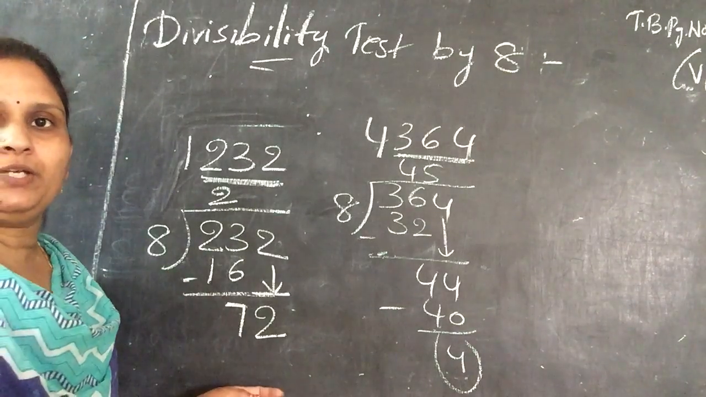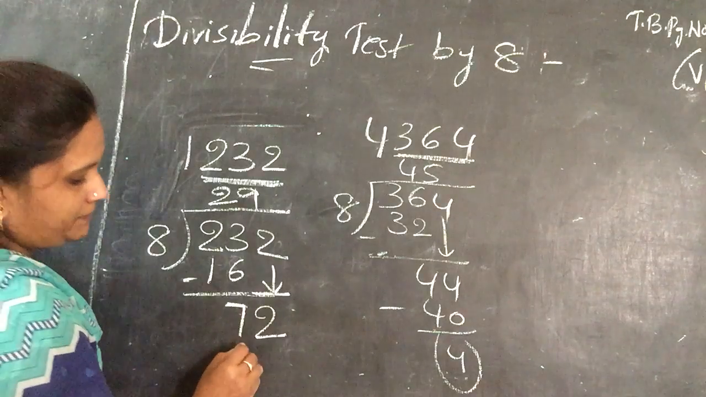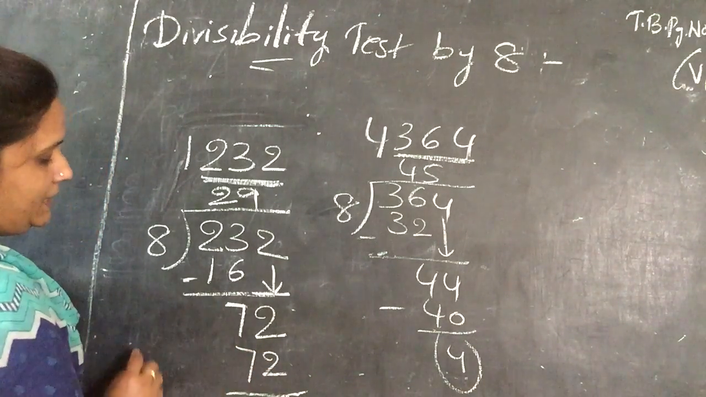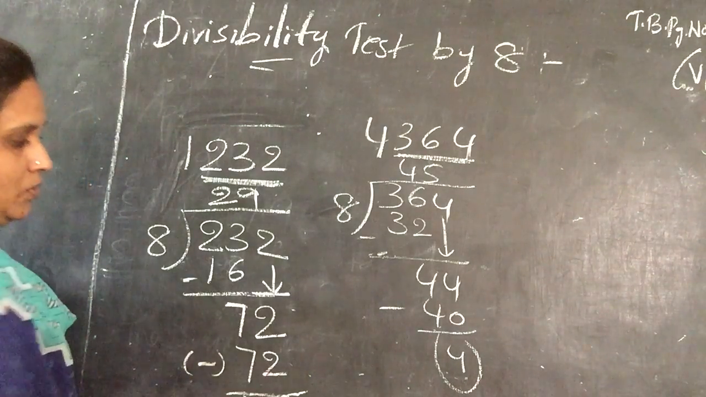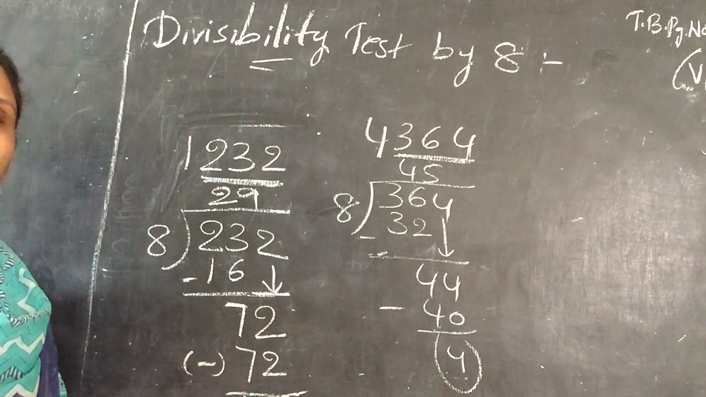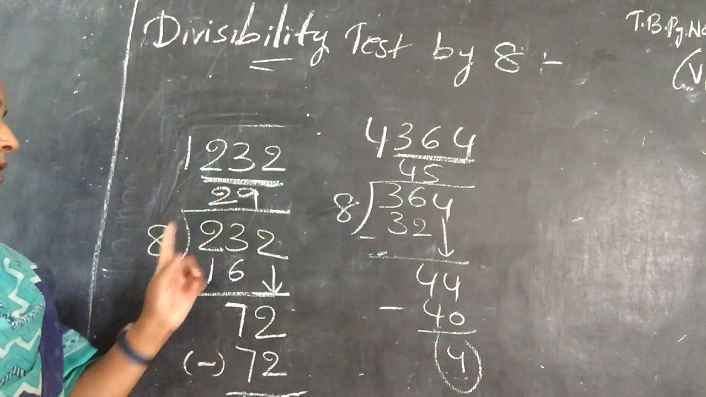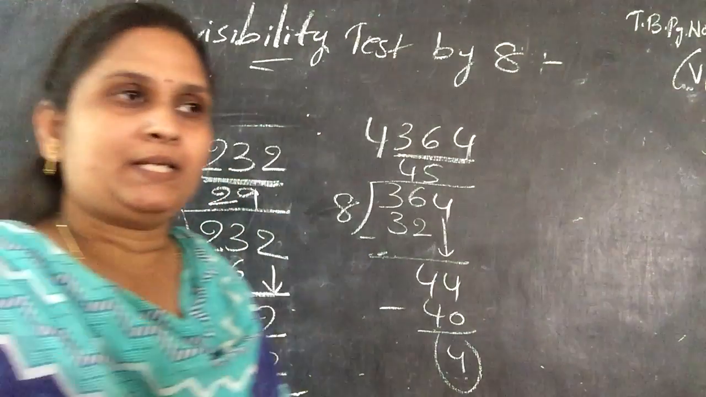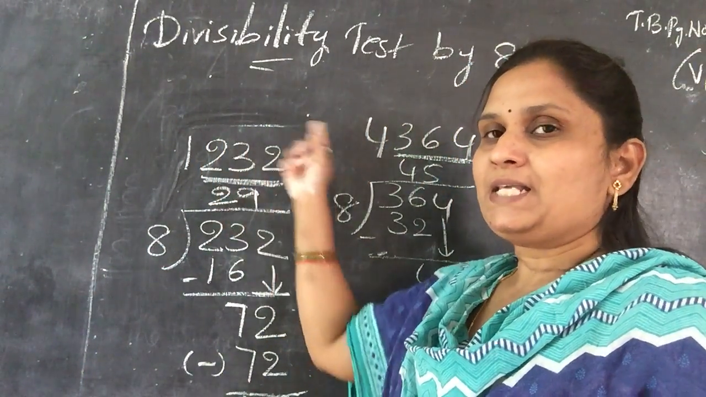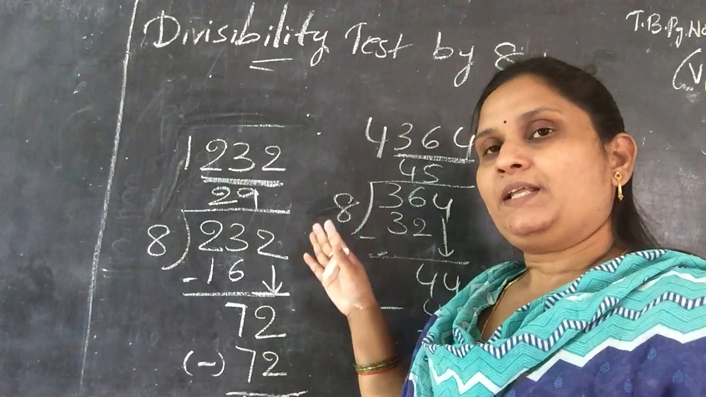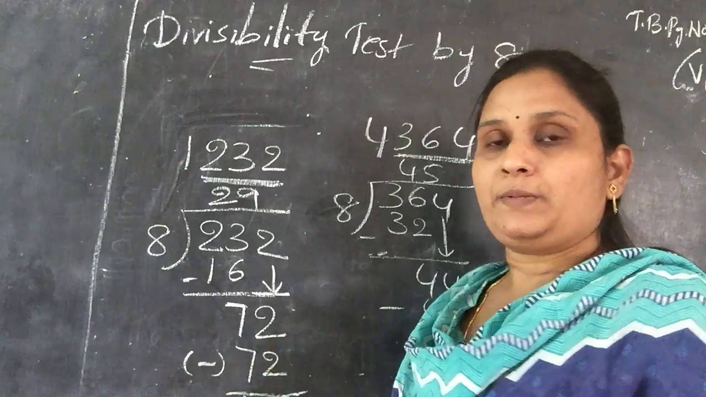In the 8 table, 72 is possible. How many times do we get 72? 9 times it will multiply. So 9 8s are 72. 72 minus 72 is 0. So we got the remainder 0. As we get the remainder 0, 1232 is divisible by 8. It means if the last 3 numbers, in the hundreds place, tens place and ones place, are divisible by 8, then the remainder is 0, and the given number is divisible by 8.